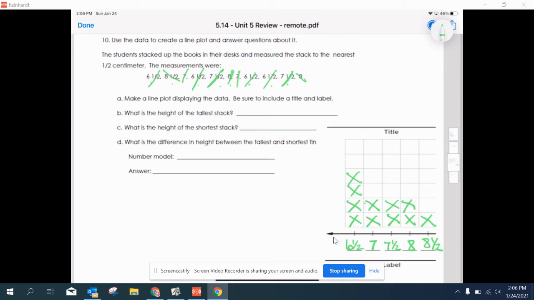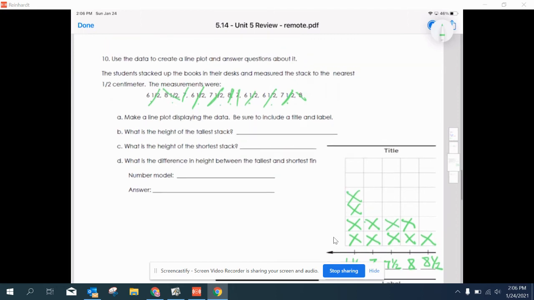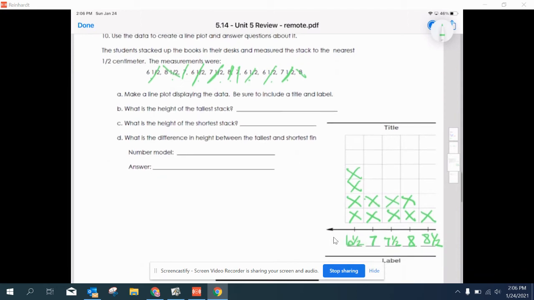So the title has to be about the whole graph. So what is our graph talking about? It says a student stacked up the books in their desks and measured the stack to the nearest half centimeter. So this should be about book stacks. So I'm going to write for my title, book stacks.